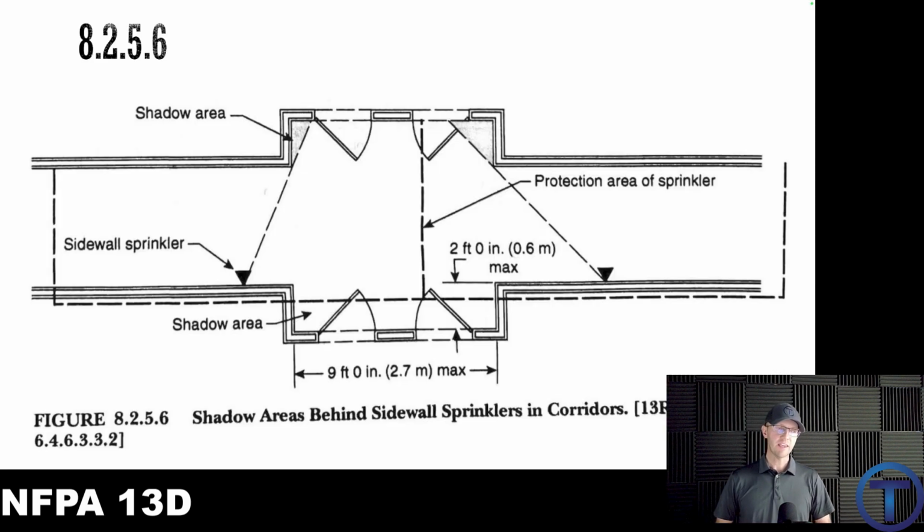8.2.5.6 gives us a figure here. It shows shadow areas behind sidewall sprinklers in corridors. So now we have a corridor. You can see a couple of sidewall sprinklers. And what this is showing is that you have some shadow areas that are going to be created by these doorways. You know, it kind of recesses in. But in this case, it says, you know, we've got enough coverage here.